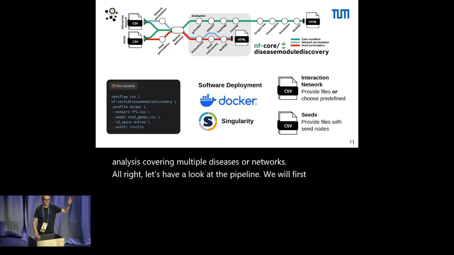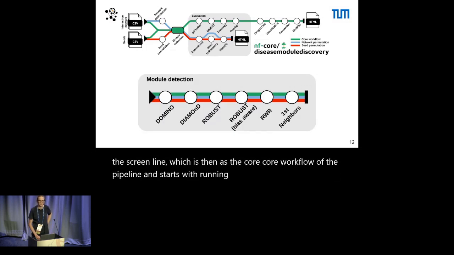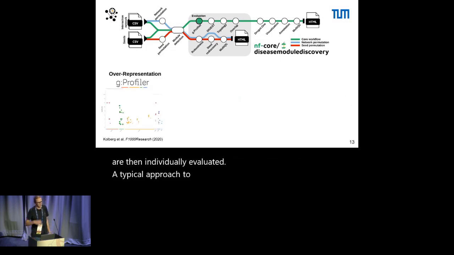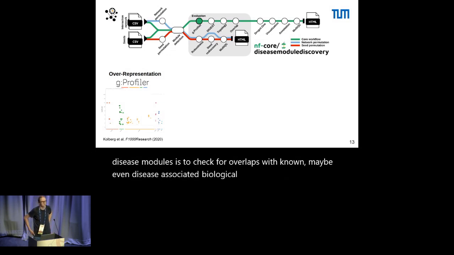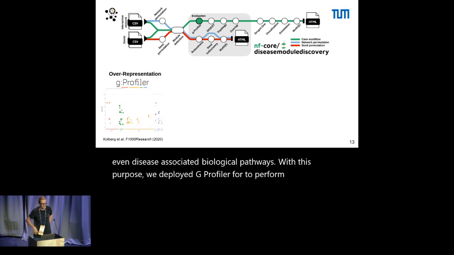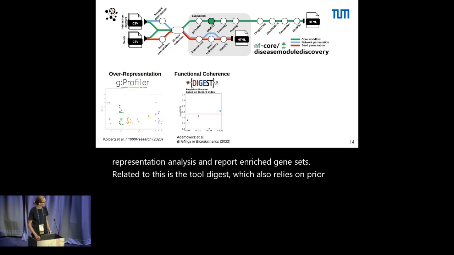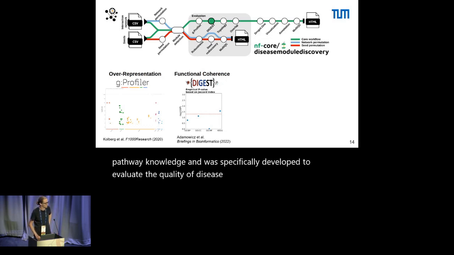We will first follow the screen line, which resembles the core workflow of the pipeline and starts with running the 6 disease module inference algorithms introduced earlier, the results of which are then individually evaluated. A typical approach to evaluate the biological relevance of disease modules is to check for overlaps with known, maybe even disease-associated, biological pathways. For this purpose, we deploy gProfiler to perform overrepresentation analysis and report enriched gene sets. Related to this is the tool DIGEST, which also relies on prior pathway knowledge and was specifically developed to evaluate the quality of disease modules or gene sets in general.